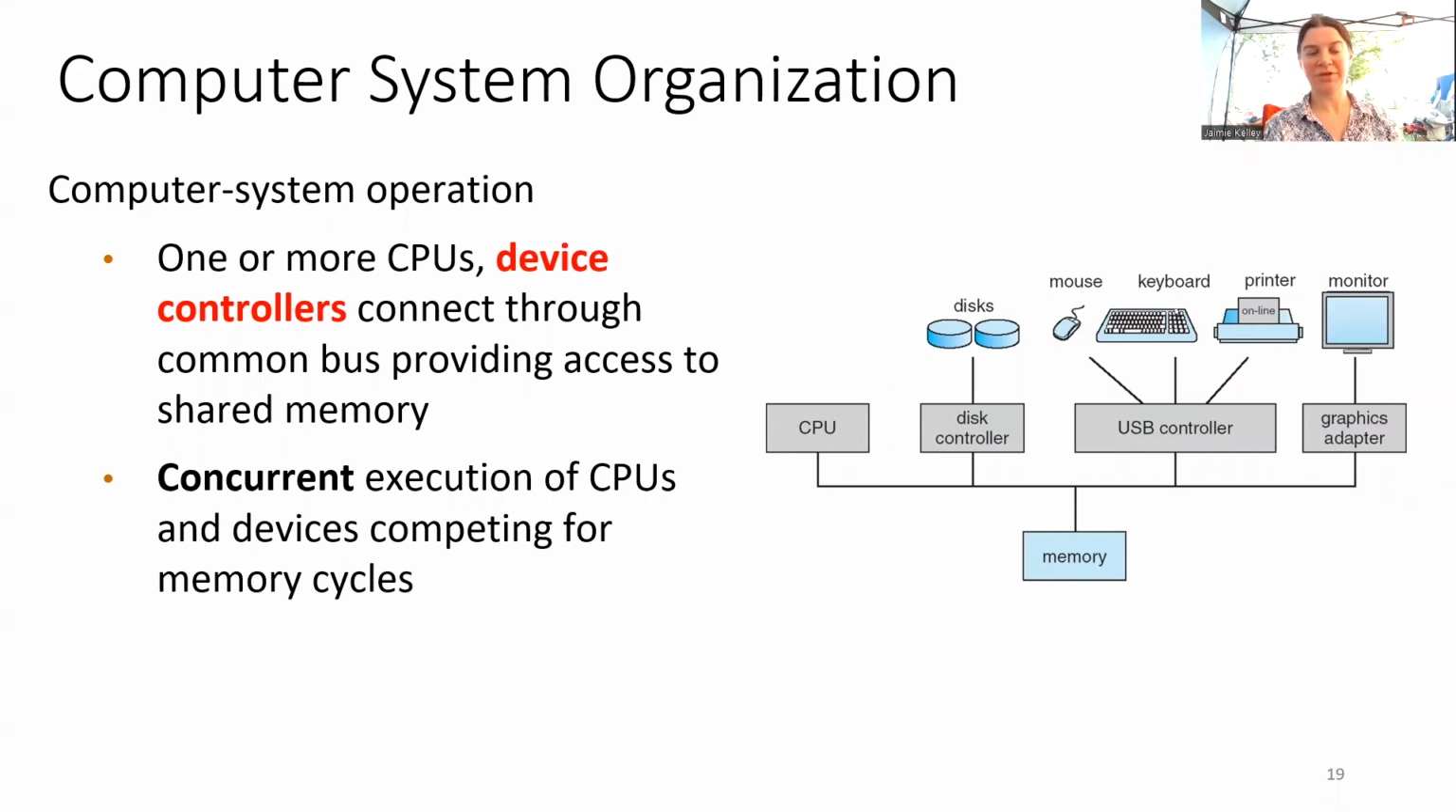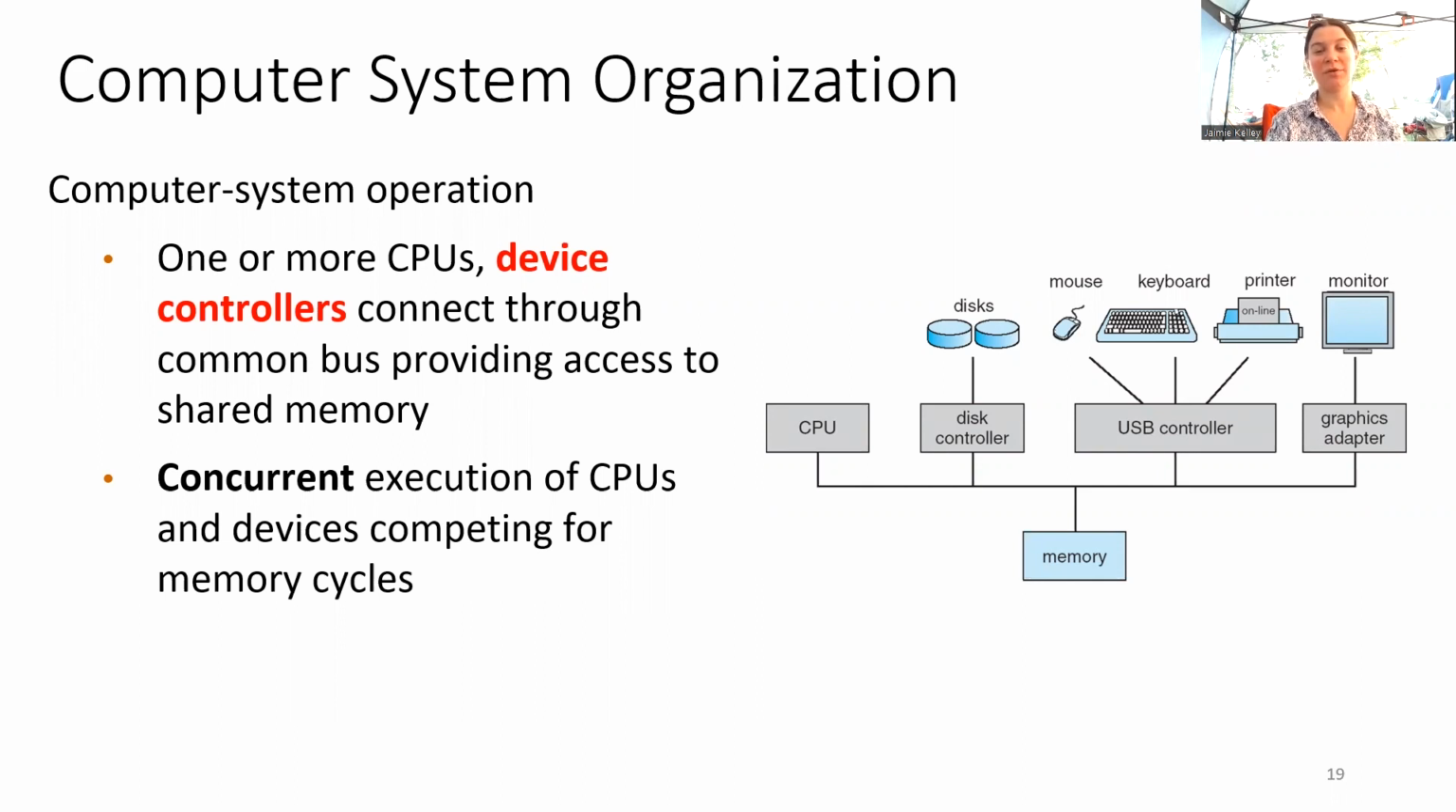In this video, we're going to discuss the organization of a computer system, specifically with regard to input and output devices. So to start off with, this is a graphic of what a computer system might end up looking like. We have the CPU and several input-output controllers, like your disk controller, the USB controller, and the graphics adapter, which all need to connect to memory in order to exchange data.